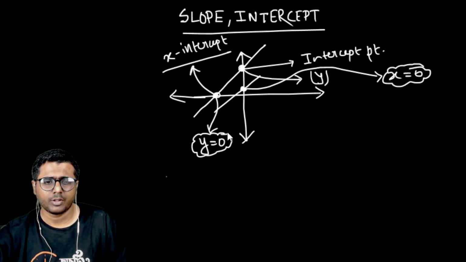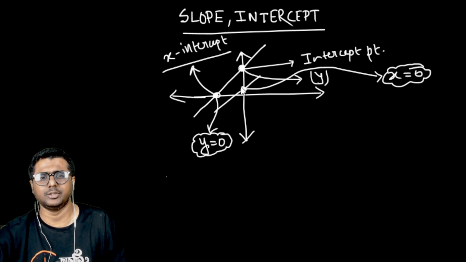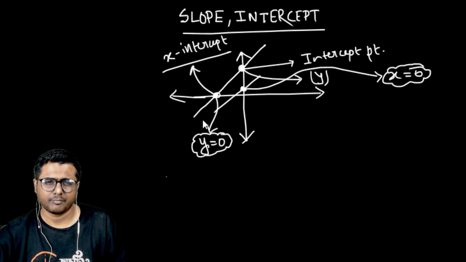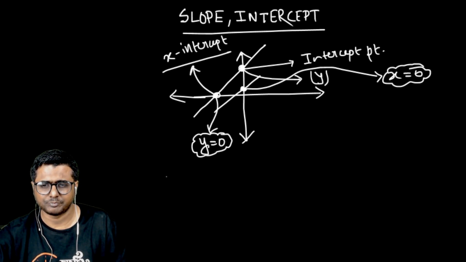Understood? Cutting the x axis at y is equal to 0, cutting the y axis at x is equal to 0. This point must be clear. So this is what I am going to use in slope intercept form. How? Let us see. Let us draw a diagram. This diagram will be large.